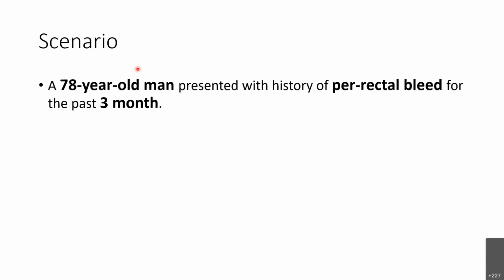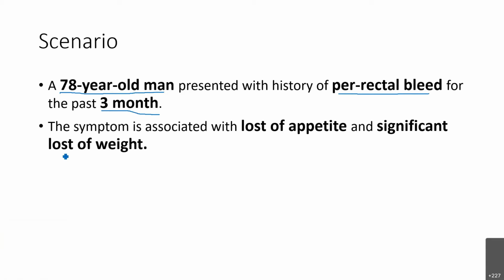So we highlight the important points first. Number one is a 78-year-old man, an old man. He had perirectal bleeding for the past 3 months, so sort of chronic. Apart from that, he also had loss of appetite and significant loss of weight. Usually, to cut things short, they won't give you how much weight, just a significant loss of weight, meaning there are constitutional symptoms.